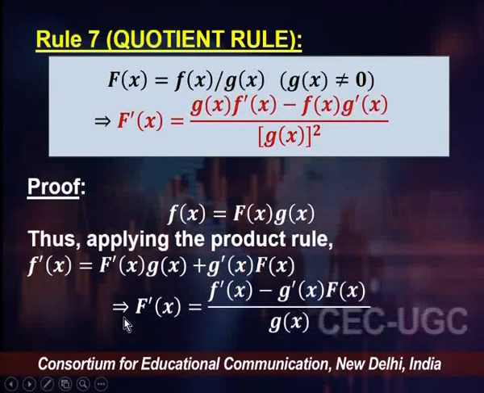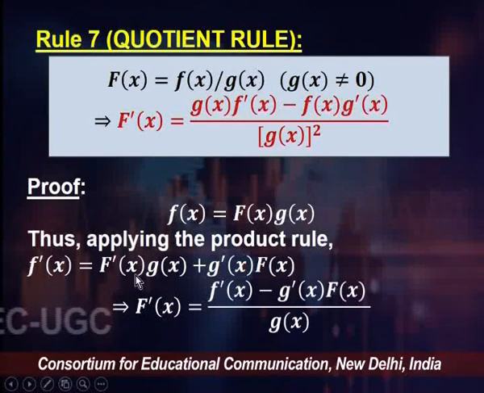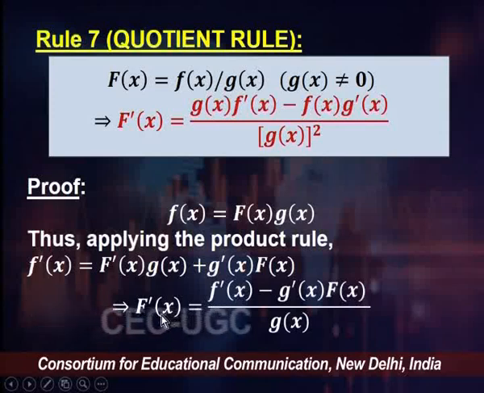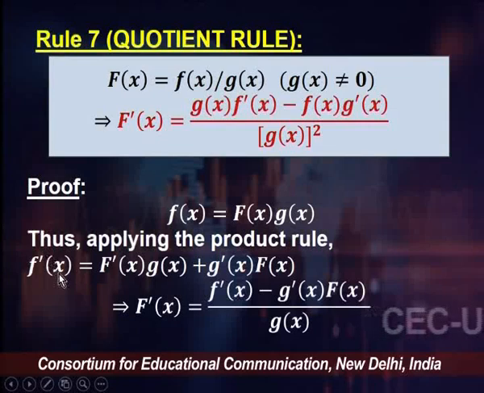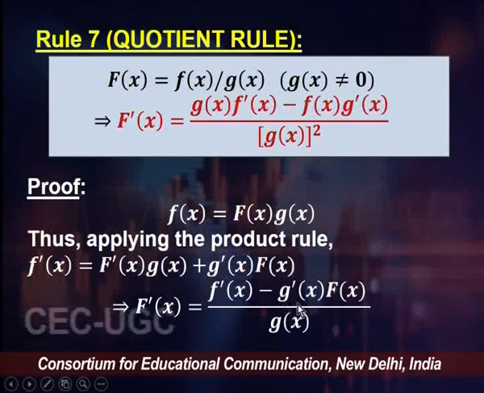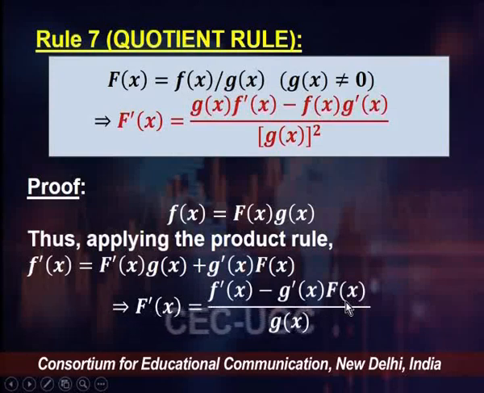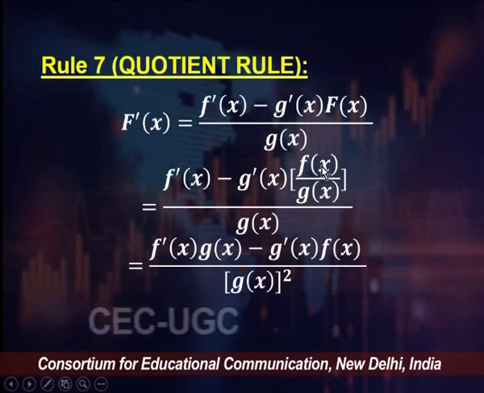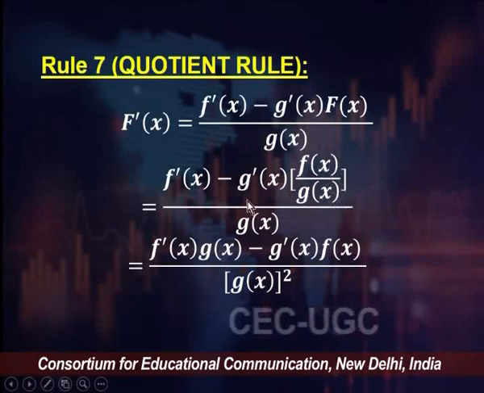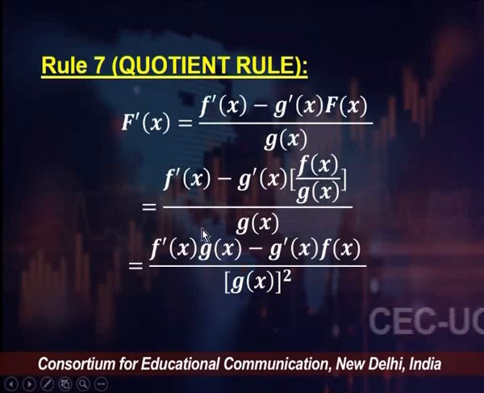Now, because ultimately I'm interested in calculating capital F prime of x, I can just move terms around and solve for capital F prime of x to get small f prime of x. I keep this term as it is and take this term to the left, which is g prime of x times capital F of x, and divide the whole thing by g of x. And because capital F of x is small f of x divided by g of x, I substitute that in here, take the LCM, and what will you get? That's exactly the result that we want.